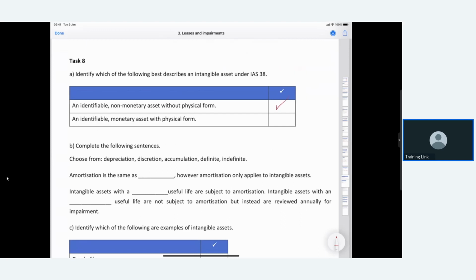Okay, so such as software, goodwill, as I said, trademarks, even patents can be included as well. Patent, if you're American. They are classified as non-monetary assets, okay, without a physical form. So you see here, physical form would be a tangible asset.